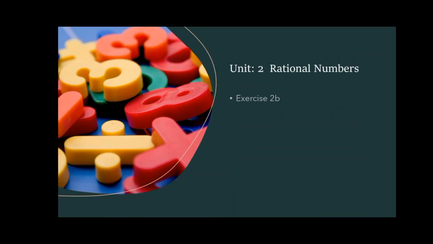We are going to start exercise 2b today. In this exercise, you will learn how to express rational numbers in standard form, how to compare them, and also how to find the reciprocal of any given rational number. We can express any rational number in its standard form by making its denominator positive and doing the cancellation as much as possible. A rational number when expressed in this form is said to be in its standard form.